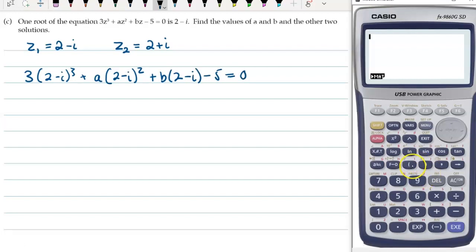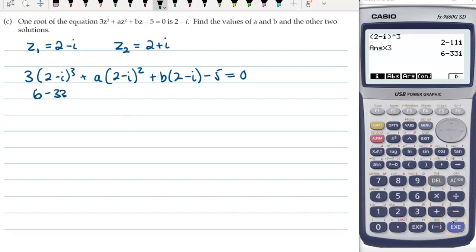So let's go through and work out what that would be. 6 minus 33i from this first bit.